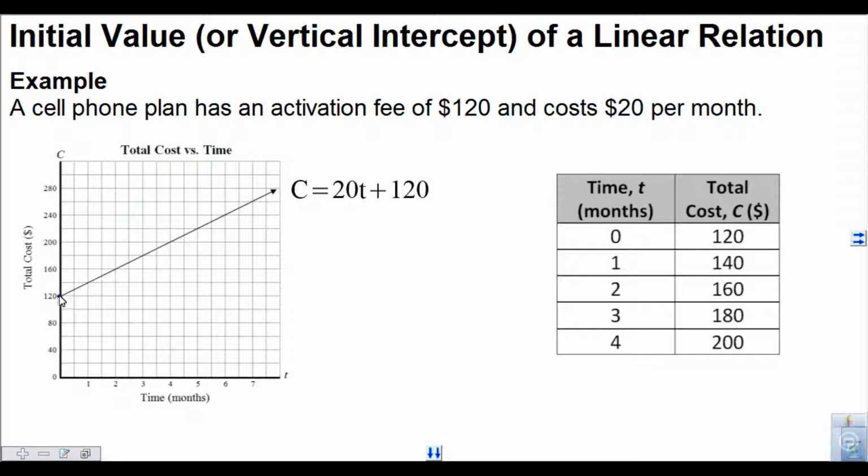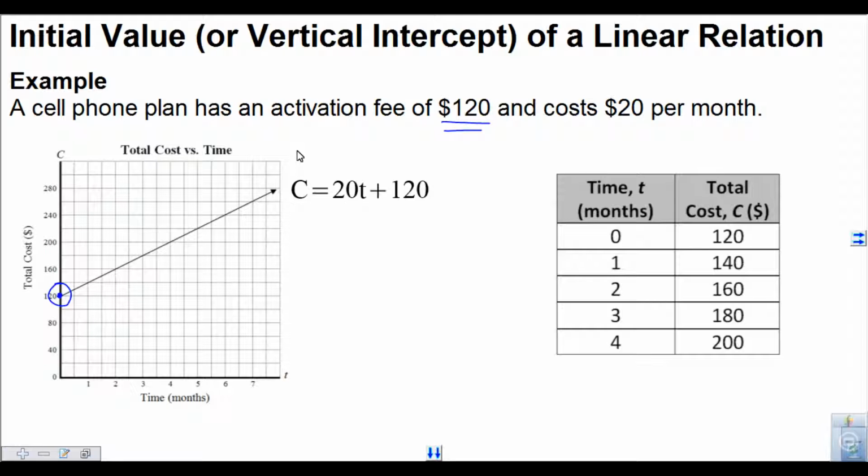This point right here, that's what we call the vertical intercept, or the y-intercept. In this case, it's c, so we'll call it the c-intercept. This is when the graph hits the vertical axis, and that point there is the initial value. So you notice that it's at 120, and the activation fee is 120.